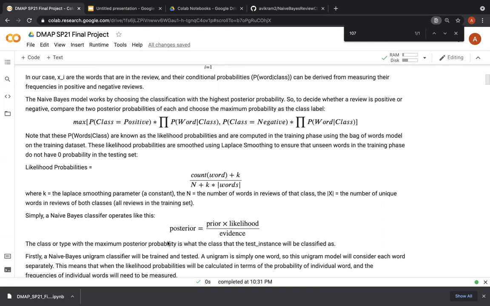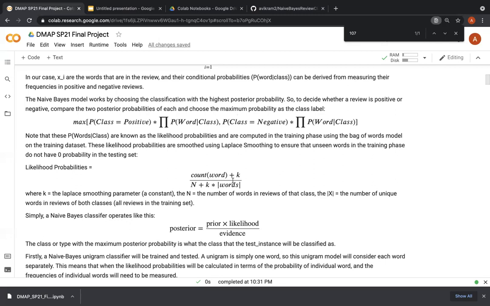And so the likelihood probability is quite simple. It's the count of the word plus k, this Laplace smoothing constant, I used one throughout the project, divided by the capital N plus k times the magnitude of words. So k is the Laplace smoothing parameter. As I said, I've just used one. N is the number of words in reviews of that class. So as I stated before, the likelihood probabilities are conditional upon the class, right? They're a probability of the word given the class. So given whatever that class is, n is the number of words in all reviews of that class in the training set.